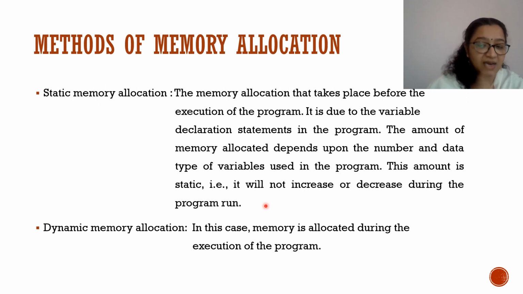If it's a character, 1 byte. If it's a float, 4 bytes. Understood? That is static memory allocation. Clear? Now, second one is dynamic memory allocation.